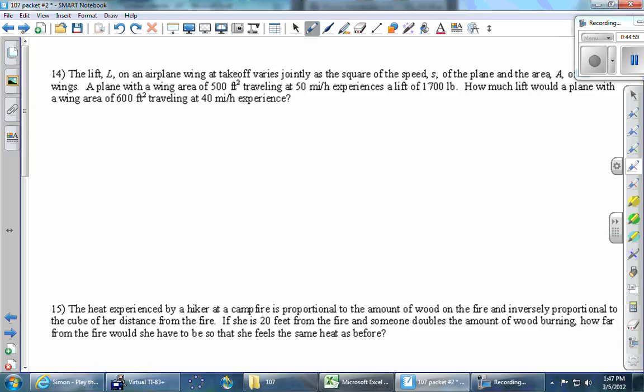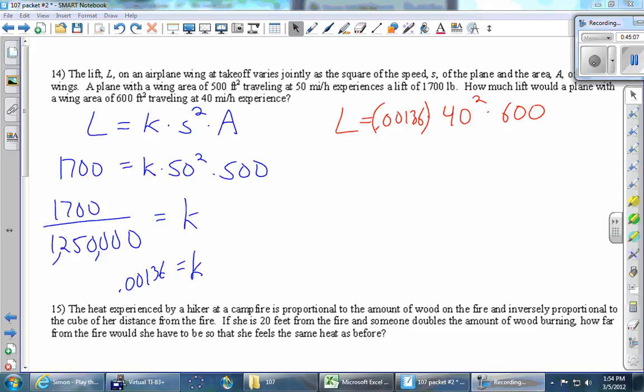So can you guys work in at your tables with this? Start off with trying to get some equation and then solve the problem.